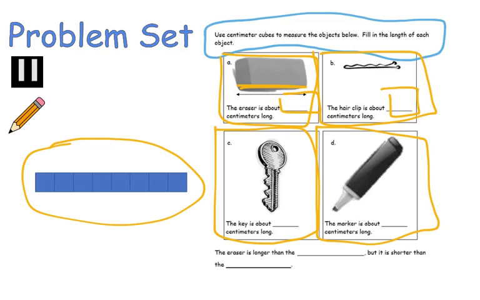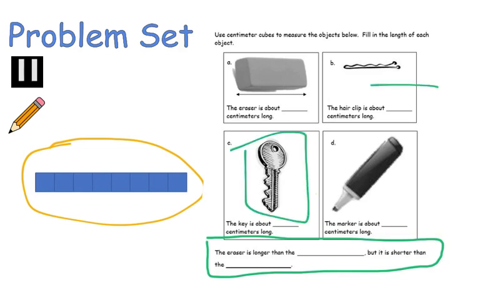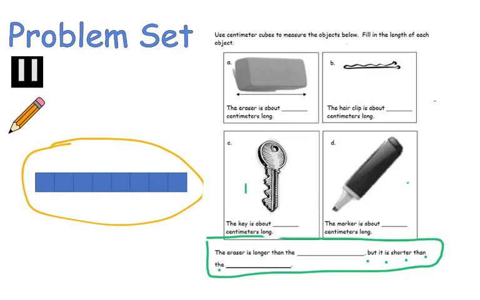And then down below here, it says the eraser is longer than the, so you have to look, what is the eraser longer than? Is it longer than the hair clip, the key, or the marker? Which one is it longer than? Then it says, but it is shorter than the, so now you have to see which one is it shorter than, the hair clip, the marker, or the key.